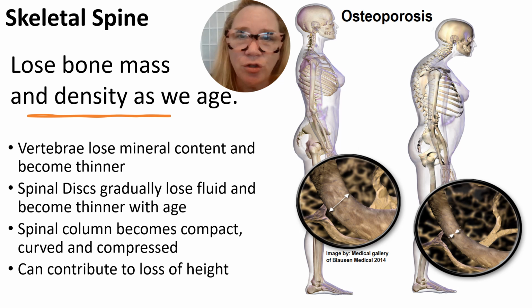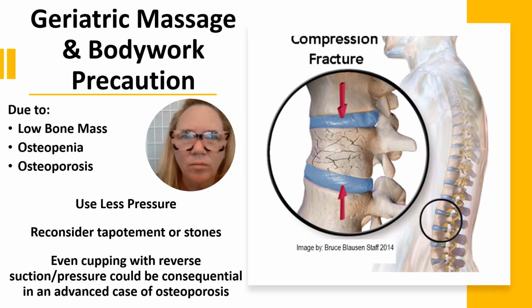In addition to the spinal vertebrae and the spinal column becoming more compressed and compact, losing your height as you age, we often have a curved spine. Hyperkyphosis might set in for those who don't work really hard at their posture. So there are a number of reasons why we're getting shorter as we age.